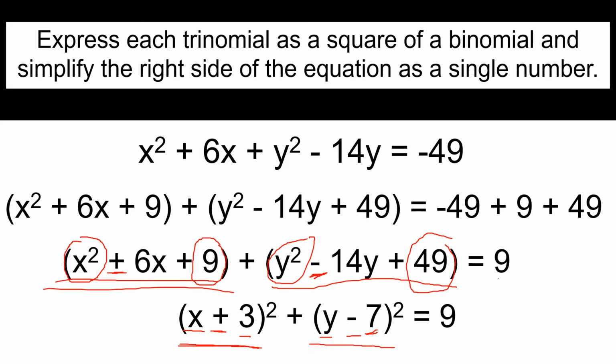Then, again, do not forget na kailangan nating i-simplify yung right side ng equation. Make sure na magiging single number na lang siya. So, negative 49 plus 9 is equal to negative 40. Negative 40 plus 49 is equal to positive 9. So, positive 9 na lang yung natira sa right side ng equation.